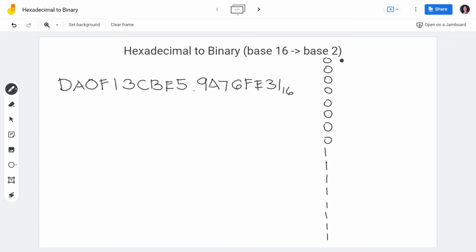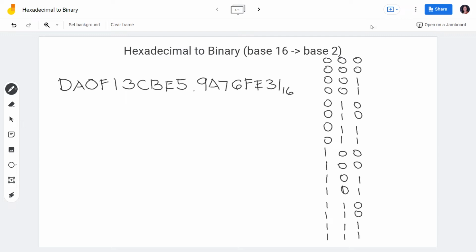Next is 8 divided by 2 is 4. So 4 zeros and then 4 ones. Let's repeat it: 4 zeros and then 4 ones. And then we have 4 divided by 2 is 2. So we have 2 zeros and 2 ones, repeating.